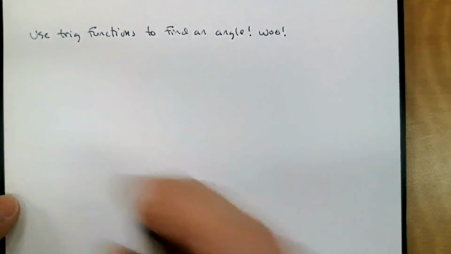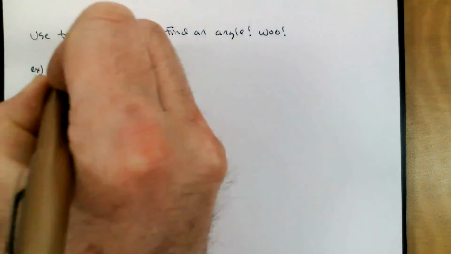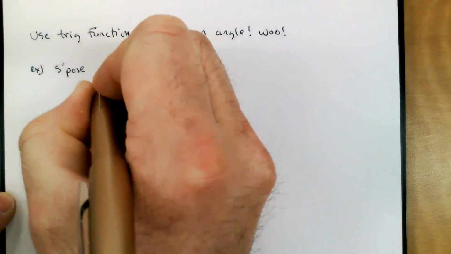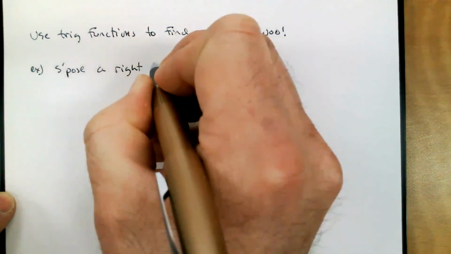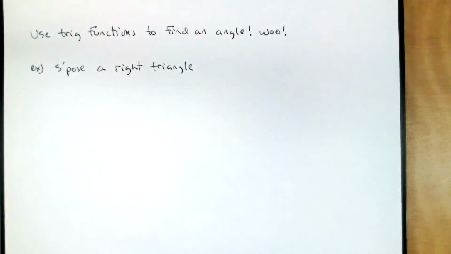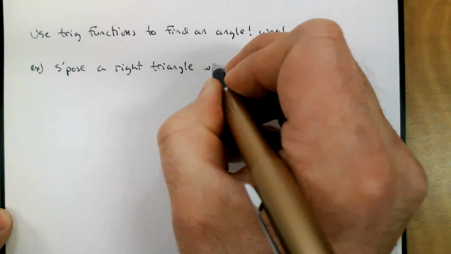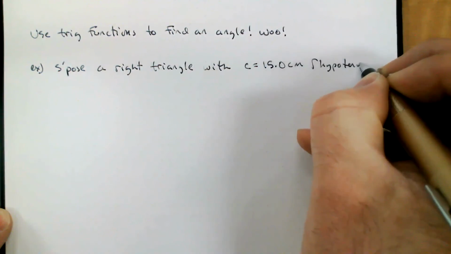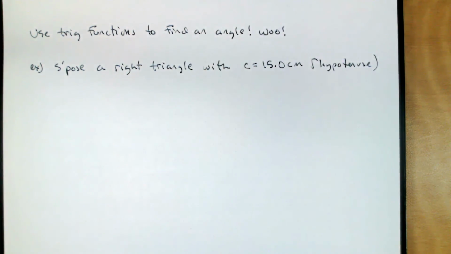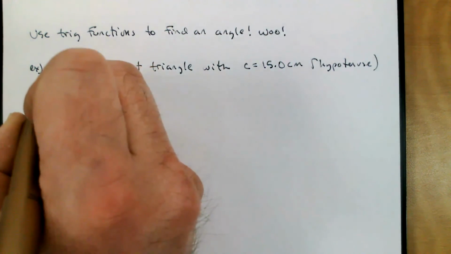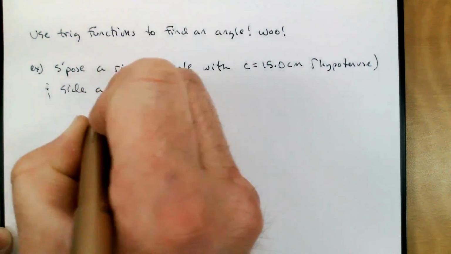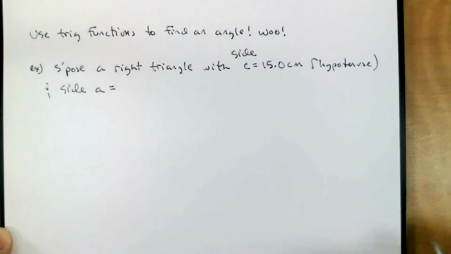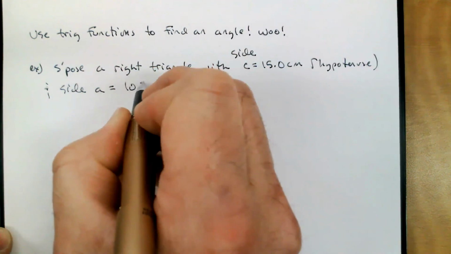We're getting information. So let's suppose a right triangle. And I'm going to tell you two of the sides instead of one of the angles. C is going to be the hypotenuse. That'll still be 15 degrees. Let's make one of the sides not the values that we had before, which were 12.6 and 8.1. And let's suppose that side A is 10.7 centimeters.